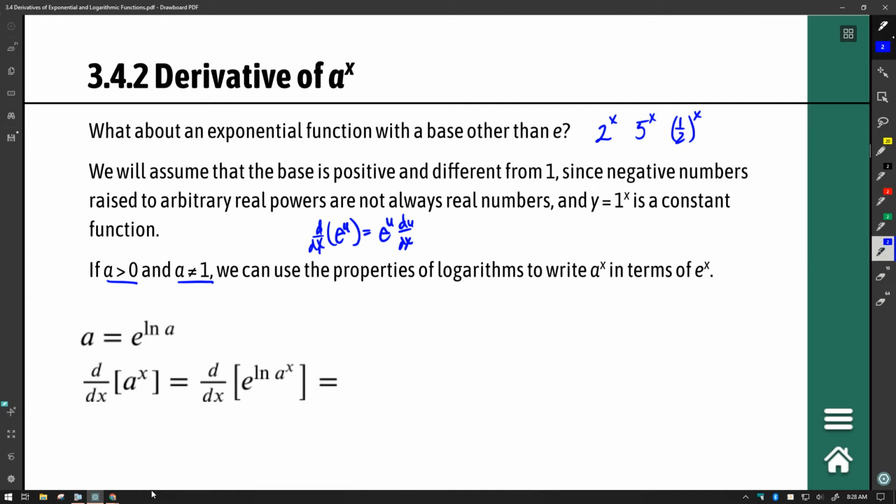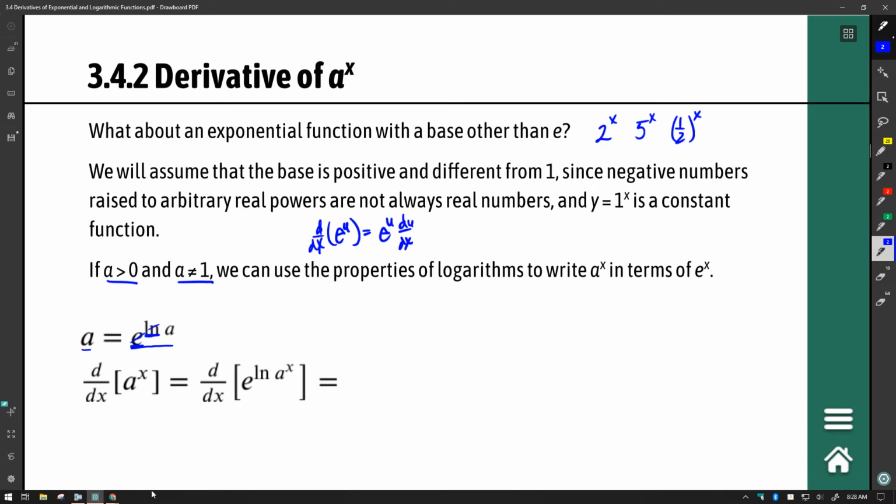Let's rewrite the base a as e to the power of natural log of a. And if you recall from your logarithm properties, this is true because e and natural log are inverse functions. What is done by one is undone by the other when they are composed, and this would come out essentially as just a.